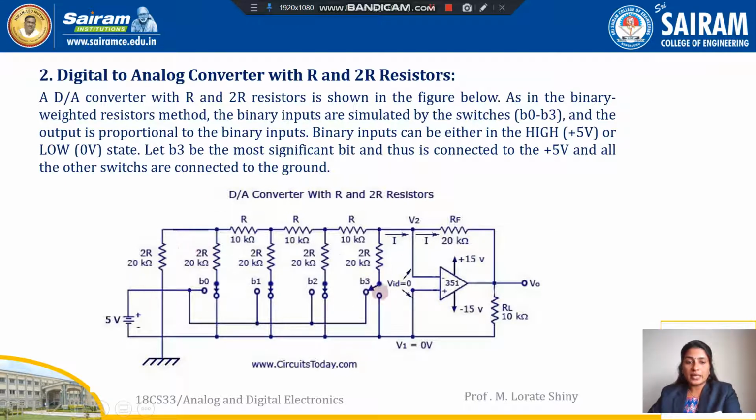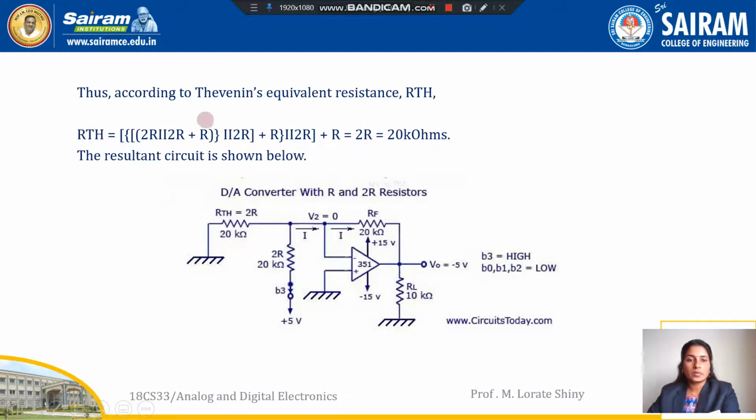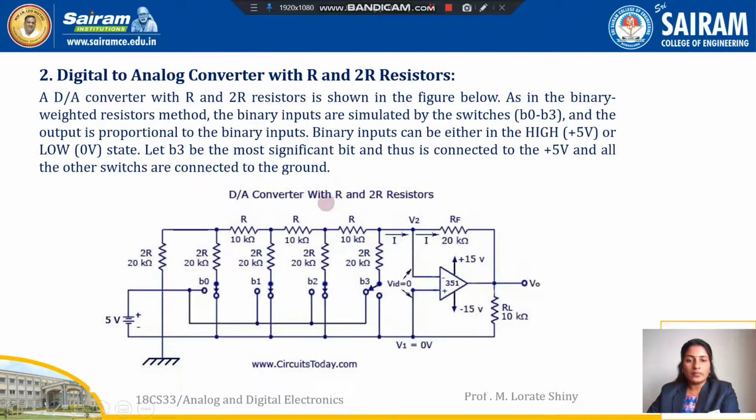Here we consider B3. B3 is connected with 5 volt, and the remaining switches are all connected with ground. So the remaining three switches B0, B1, B2 are at 0 level, and B3 is 5 volt. Now we will apply Thevenin's theorem to this circuit.